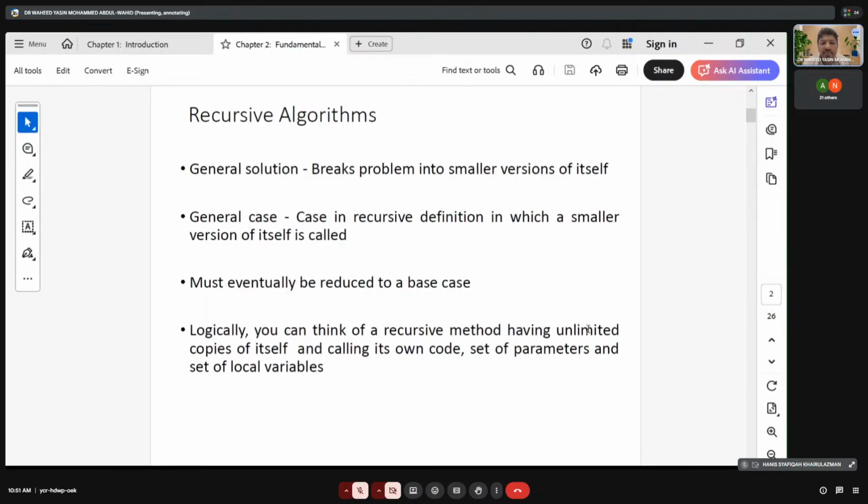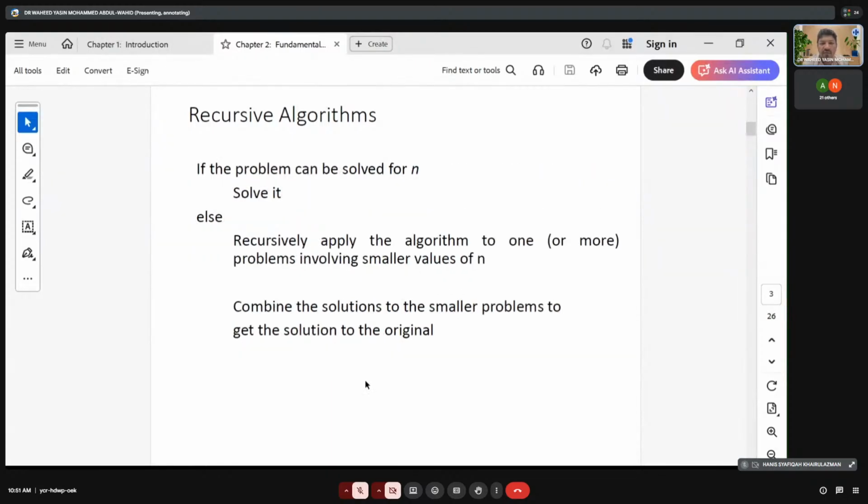Recursive algorithm: break the problem into smaller versions of itself. Generally, in a recursive version, the smaller version of itself that is called must eventually be reduced to the base case. Basically, you can think of a recursive method as having unlimited copies of itself, calling its own code, each with its own set of parameters and set of local variables. If the problem can be solved for n, solve it. Else, recursively apply the algorithm to one or more problems involving smaller values of n. Combine the solutions to the smaller problems to get the solution of the original.